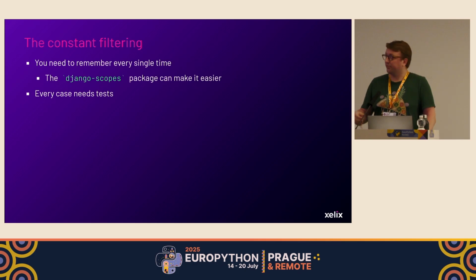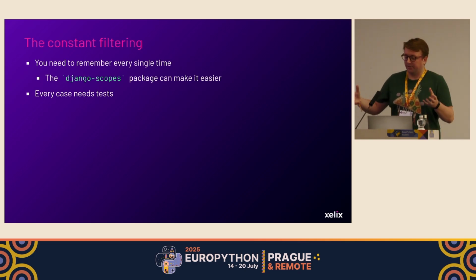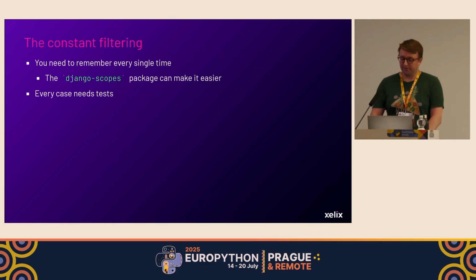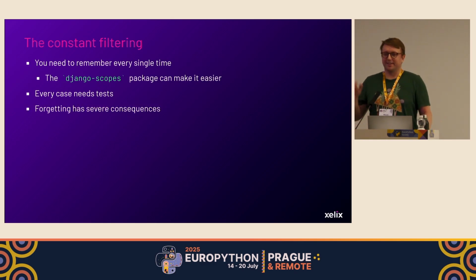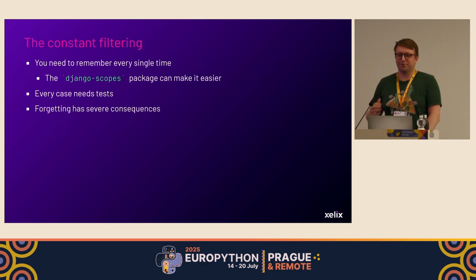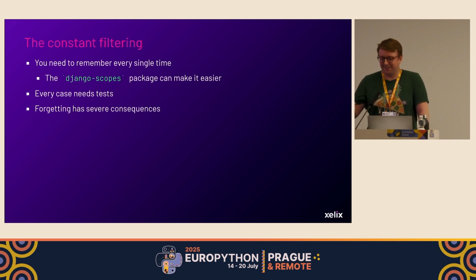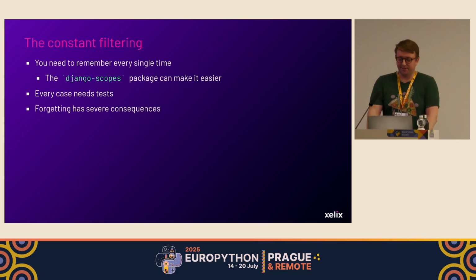And when you're writing tests, you need to cover every single scenario. So you need to write at least one test that is not showing somebody else's data. You need to cover all of the cases. And most importantly, if you forget to do this filter, it has pretty bad consequences. Big companies are usually very sensitive about their data, and therefore, if you show somebody's data to somebody who doesn't have access to it, that can lead to lawsuits. You can probably go bankrupt, to be honest.